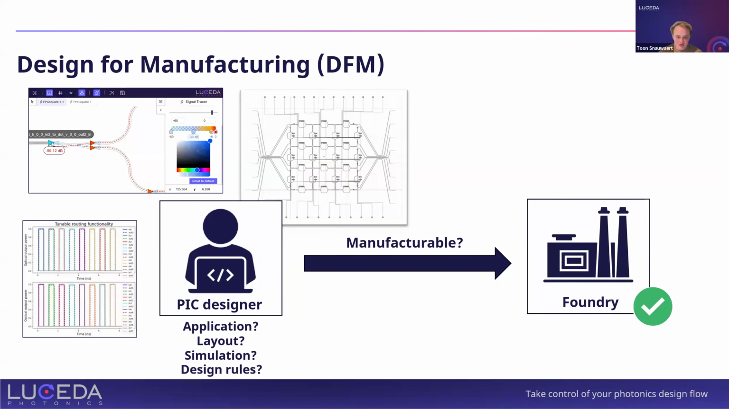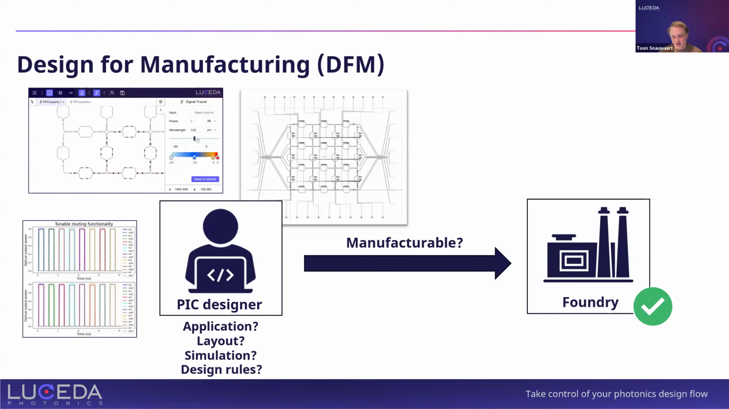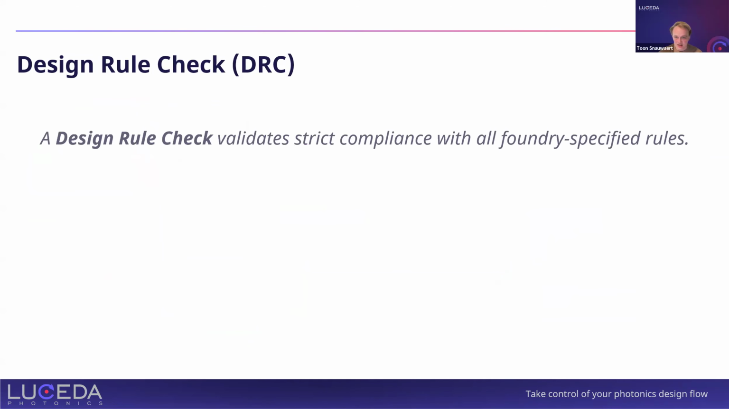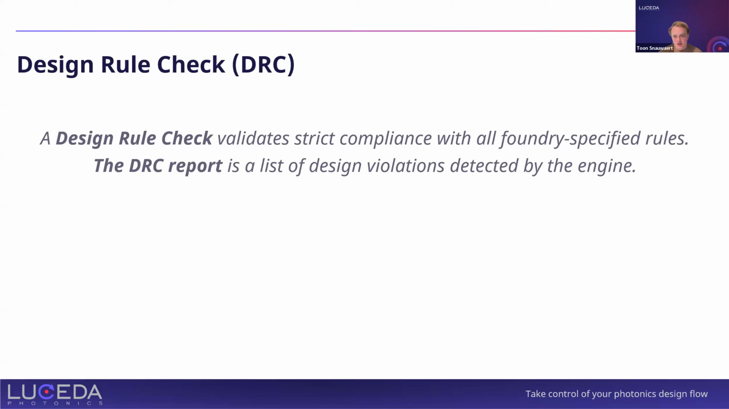This design for manufacturing approach is needed for a PIC designer, and a PIC designer actually requires a verification step in order to take this approach. And this verification step is where DRC comes in. DRC is short for design rule check, and a design rule check basically validates the compliance with all Foundry specified rules. As output, after the check is done, you get a DRC report in which you have a list of design violations detected by the engine.